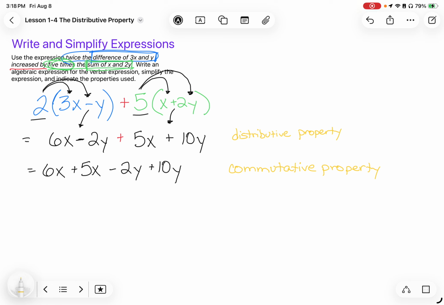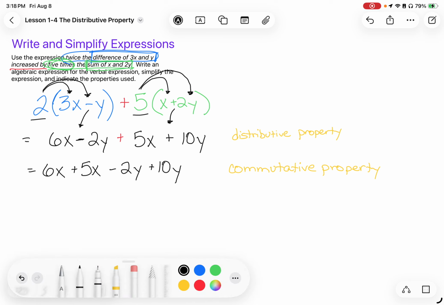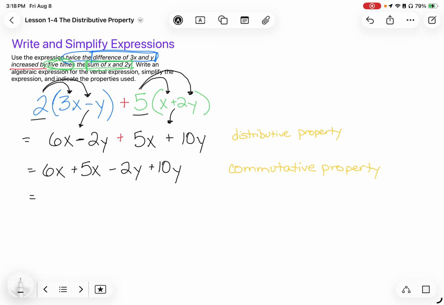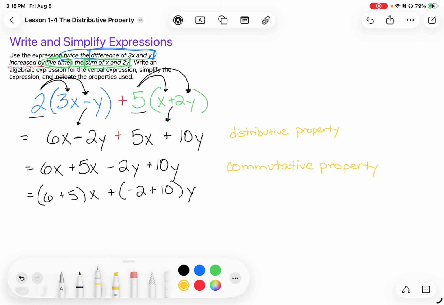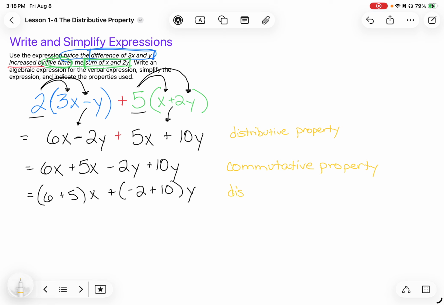Well, I'm going to do the distributive property again because this 6x plus 5x can be written as 6 plus 5 times x, just like that. And I can do the same thing with the y's. I could do plus -2 plus 10 y. That is also the distributive property. Why did we do that? Why did we do the distributive property?